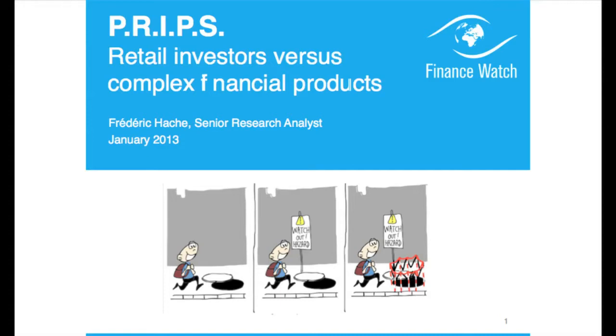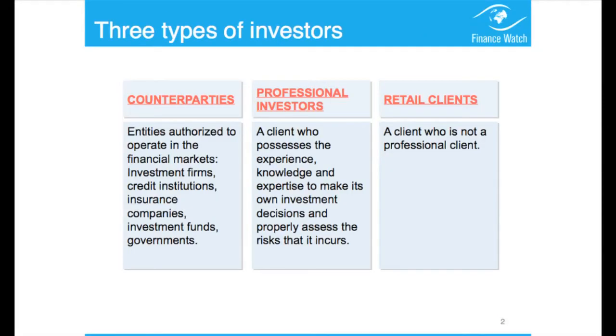So a retail investor is an individual that is not a professional in finance and that has some savings to invest. The European regulation makes a distinction between three types of investors: retail, professional, and counterparty. But professional and counterparty are essentially professionals in finance, and they are well equipped to make informed choices with their investments, whereas retail investors are not.